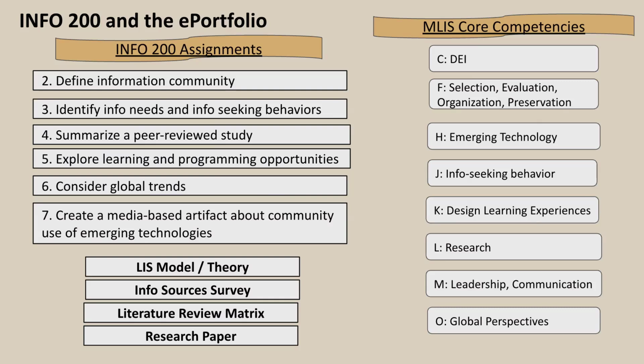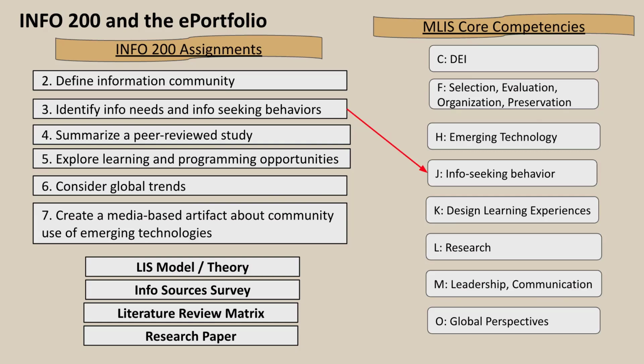Here on the left are blog reports 2 through 7 and the 4 major assignments of Info 200. And on the right are the 8 core competencies that Info 200 supports. I think blog 2 is probably a little bit hard to place as evidence in the ePortfolio because it's an introduction to and definition of your community. However, in blog report 3, you begin to identify your community's information needs and information-seeking behaviors, which aligns very well with competency J, about information-seeking behaviors.